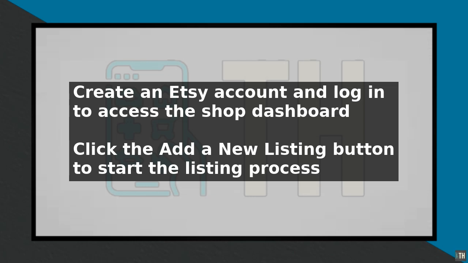First, click on the Add a New Listing button, which can be found on your shop's dashboard. This will take you to the listing form, where you will need to enter information about your item. Start by selecting the type of listing you want to create, such as a physical item or a digital download.